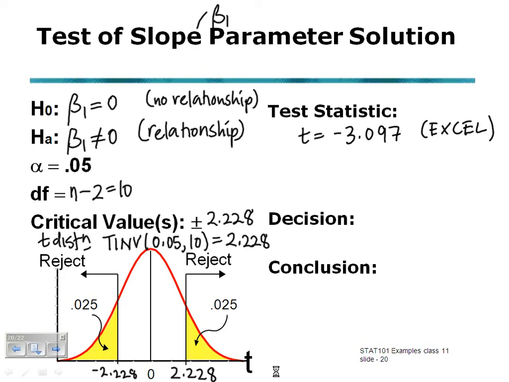Our decision: our test statistic is in the critical region, in the rejection region. So it's further than the negative 2.228, our critical value. So our decision would be to reject the null hypothesis, as negative 3.097 is less than negative 2.228.